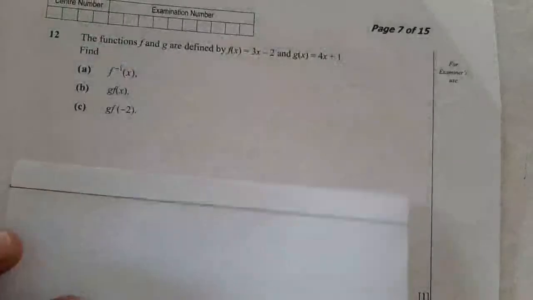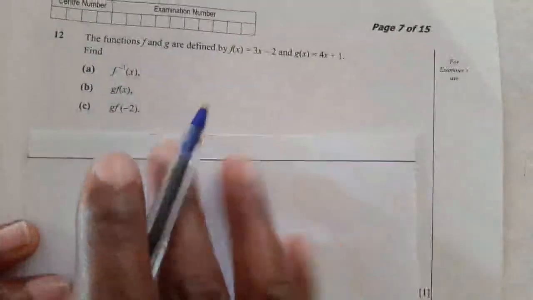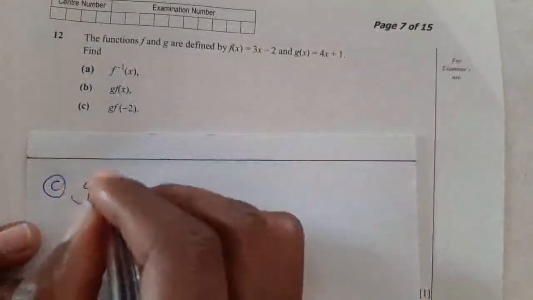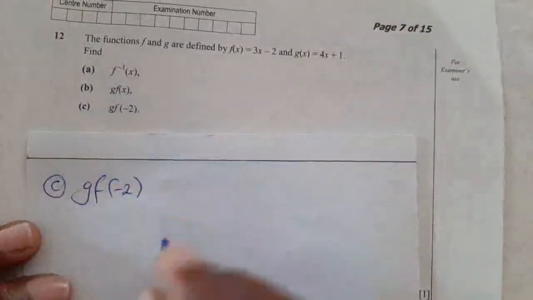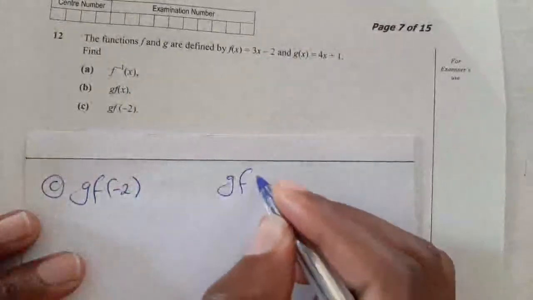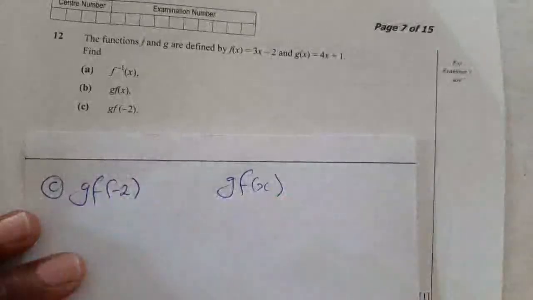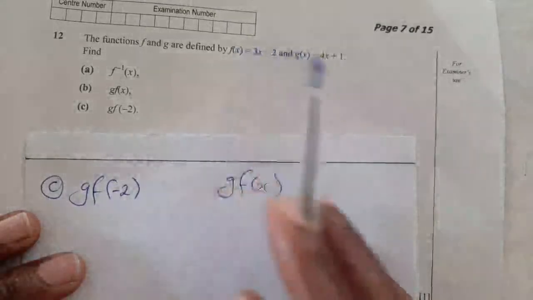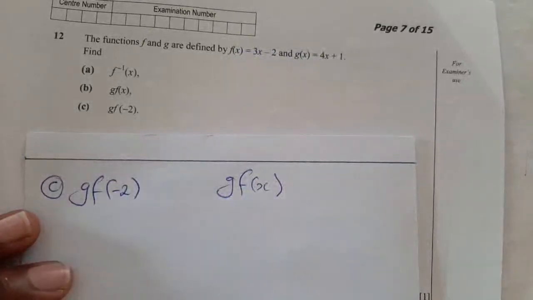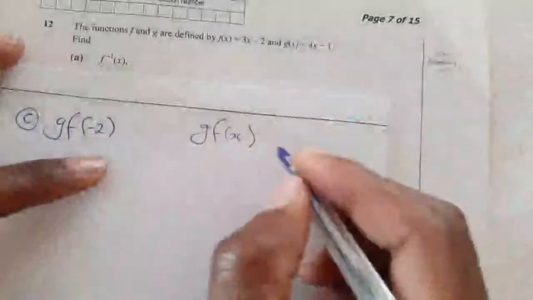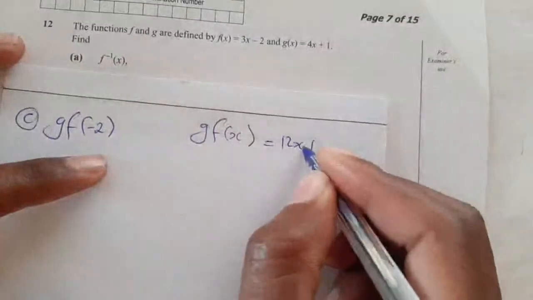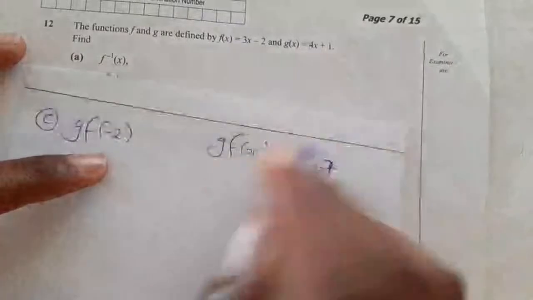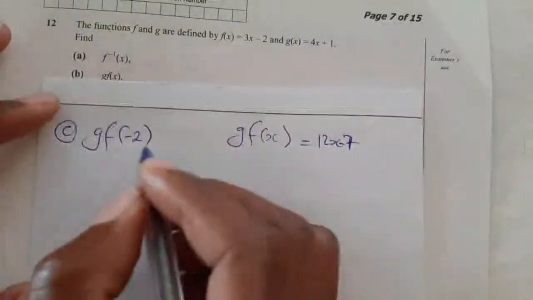Then they're saying C, find gf of negative 2. Here they're asking us to use the composite of the function. We are not using any of these functions individually. We're using the combination. The combination we found as 12x minus 7. So that's the function we're going to use.